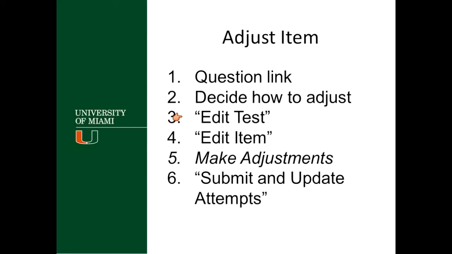To do this, we've clicked on the question link, so we're looking at the item analysis for that item. We click on the Edit Test button. We click on the Edit Item for the item that we want to change. We're going to use a chevron again there to get the action menu. We click on Make Adjustments, we make the adjustments, and I'll show you how to do that. And then we submit and update the attempts. And it will automatically update the attempts.